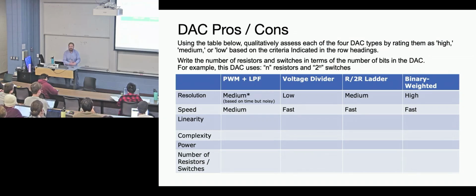What about linearity? This was a trick question because I didn't design it or explain it very well. So it gave you a bad test question. What do you think? Not even a guess. All right, one brave person. I said the voltage divider and R2R had high linearity because you're just using the same resistor values across them. Binary weighted was medium to low, and then pulse width modulation I didn't really know what to do with.